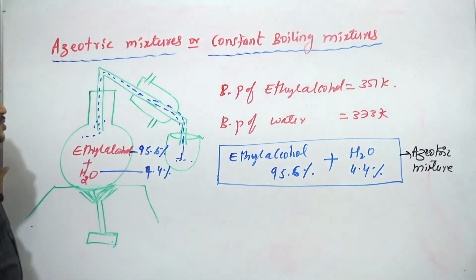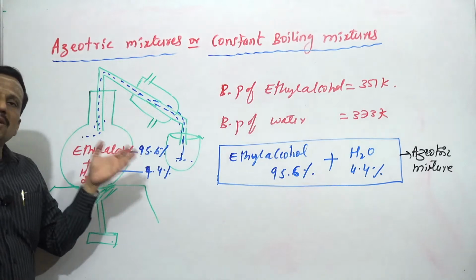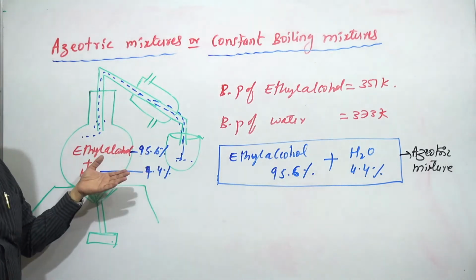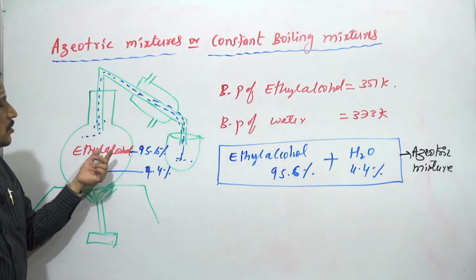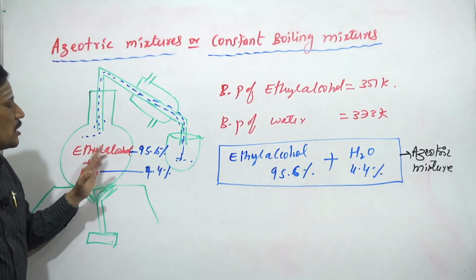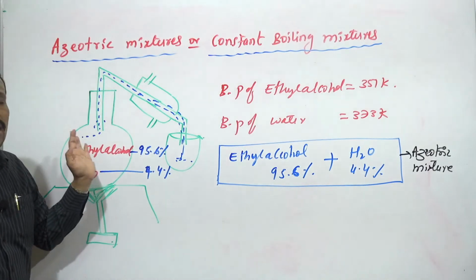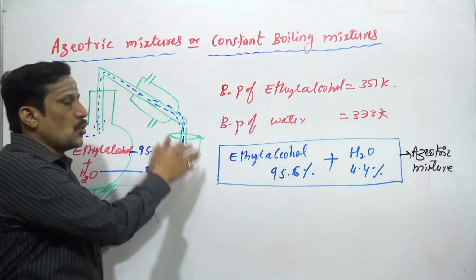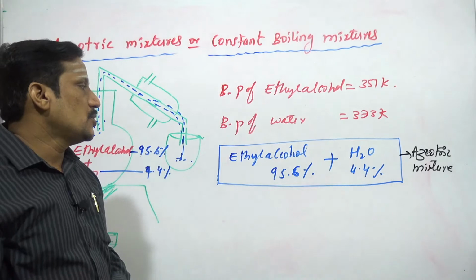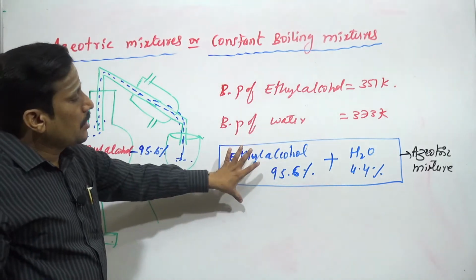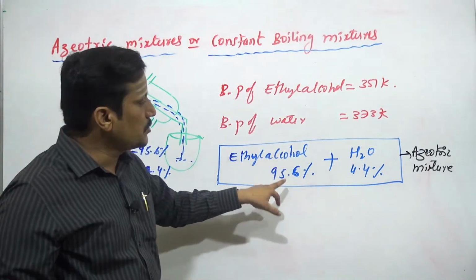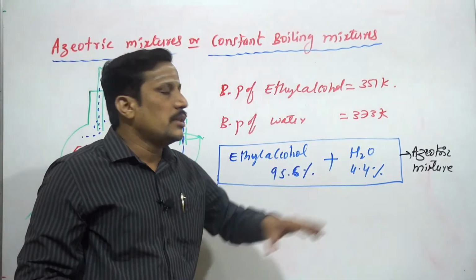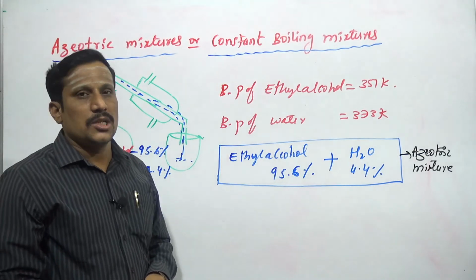Suppose it is an azeotropic mixture. Then ethyl alcohol and water will not separate. They do not come out separately, they come together because they are an azeotropic mixture. So ethyl alcohol at 95.6% plus water at 4.4% is called an azeotropic mixture, right?